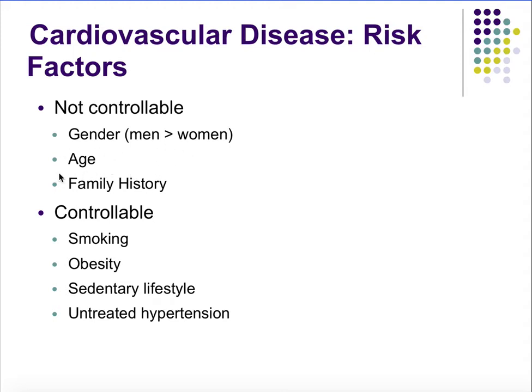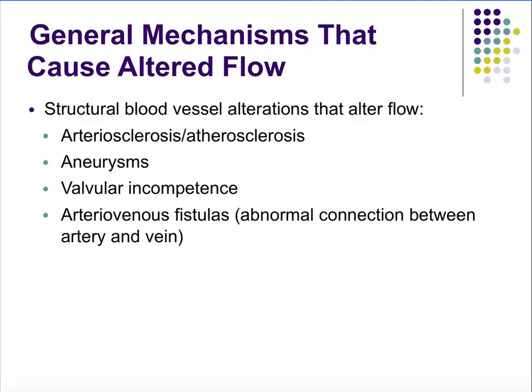Age is another risk factor. As you age, your risk increases, as well as having a family history of cardiovascular disease in your family. The controllable risk factors include things like smoking, being obese, having a sedentary lifestyle, that means someone who does not exercise, and then having untreated hypertension, so untreated high blood pressure.